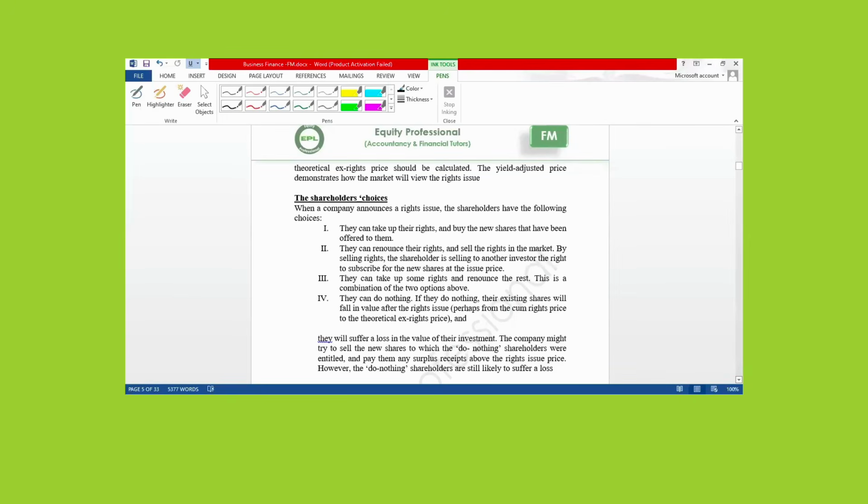Option 3, shareholders can decide to buy some of the shares and sell some of these shares. Option 3 is a combination of option 1 and 2.